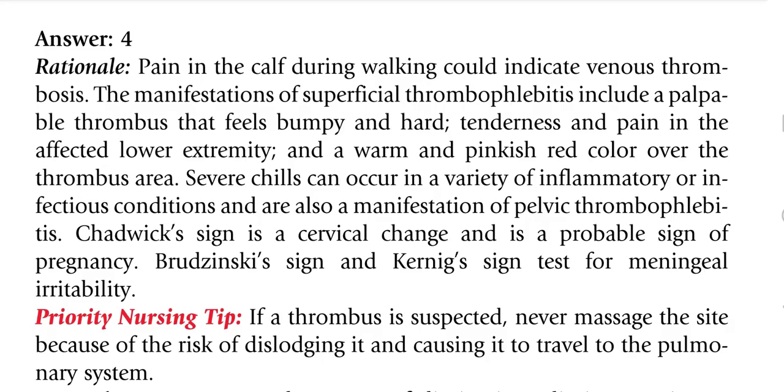Answer: 4. Rationale. Pain in the calf during walking could indicate venous thrombosis. The manifestations of superficial thrombophlebitis include a palpable thrombus that feels bumpy and hard, tenderness and pain in the affected lower extremity, and a warm and pinkish red color over the thrombus area. Severe chills can occur in a variety of inflammatory or infectious conditions and are also a manifestation of pelvic thrombophlebitis. Chadwick's sign is a cervical change and is a probable sign of pregnancy. Brudzinski's sign and Koenig's sign test for meningeal irritability.